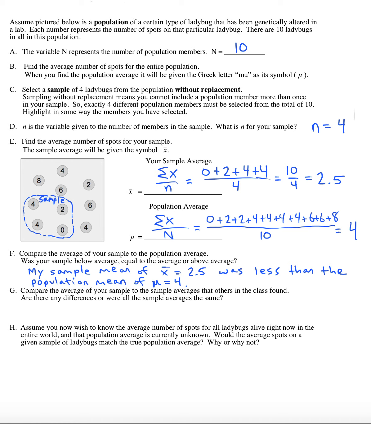In fact, there are many different possible sample means that could be found here. Let's try a different selection. I'll pick these 4. In that case, my x bar would be 2 plus 4 plus 6 plus 8. And then we'll divide by 4. This gives us 20 over 4, which is 5. So differences are expected.